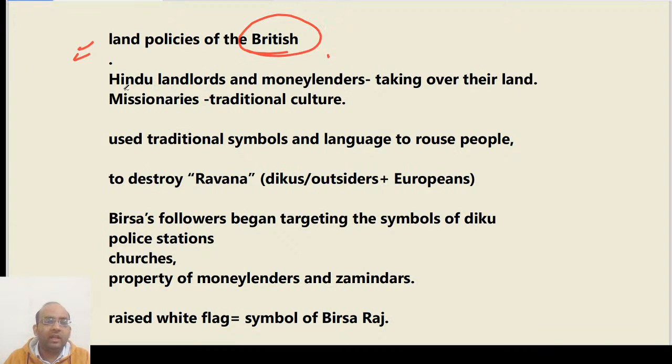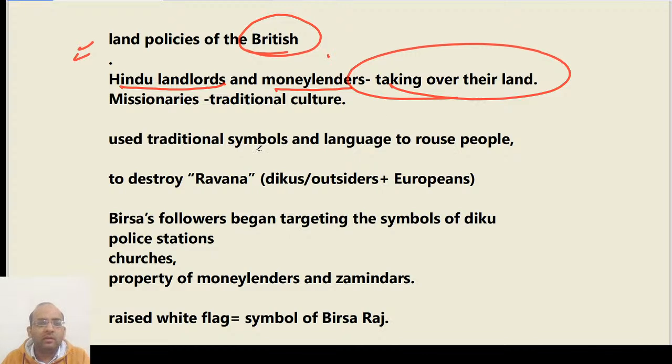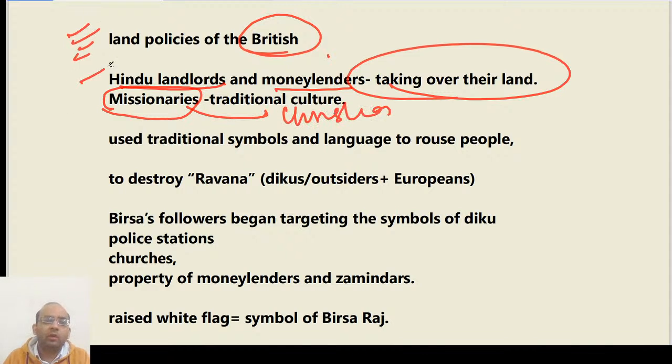Not only this, the Hindu landlords and moneylenders took away their land. And also there was a constant attempt by the Christian missionaries to convert them to Christianity. So basically, politically they were disempowered, economically they were disempowered, and culturally also they were disempowered. So that is why they started resisting. They started resistance against all these three, and they used their traditional signals and language to rouse the people.